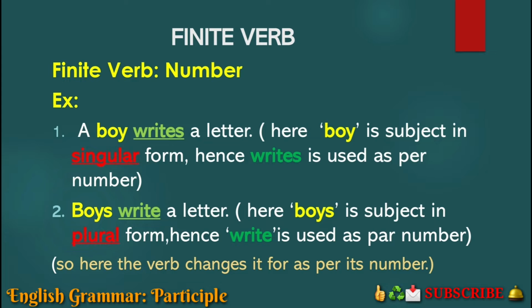Okay students, have you understood this much? Very good. So, it is clear now that a verb changes as per person, tense and number. That is called finite verb. Now, we shall try to understand what is non-finite verb.